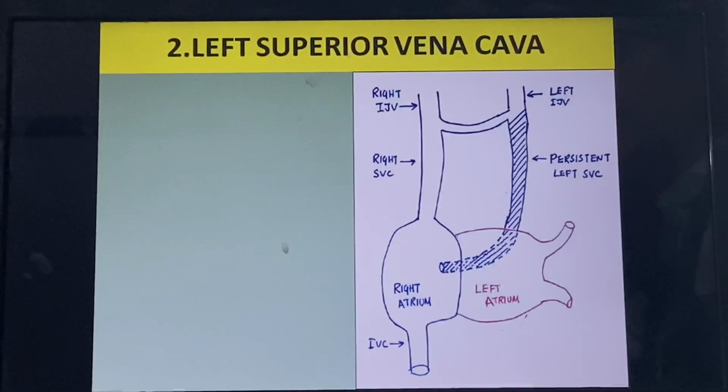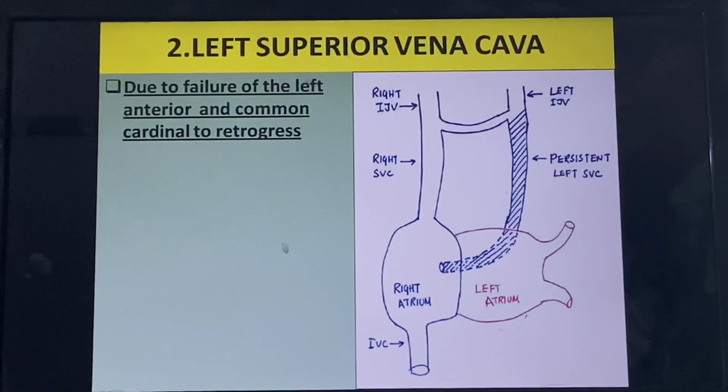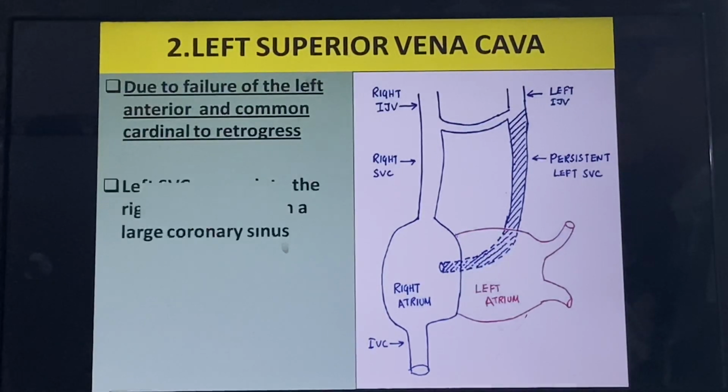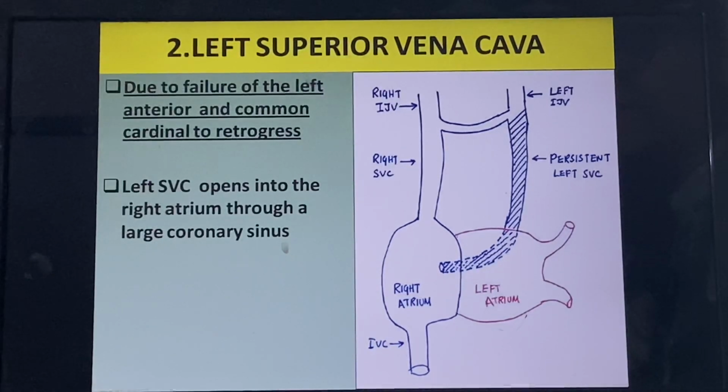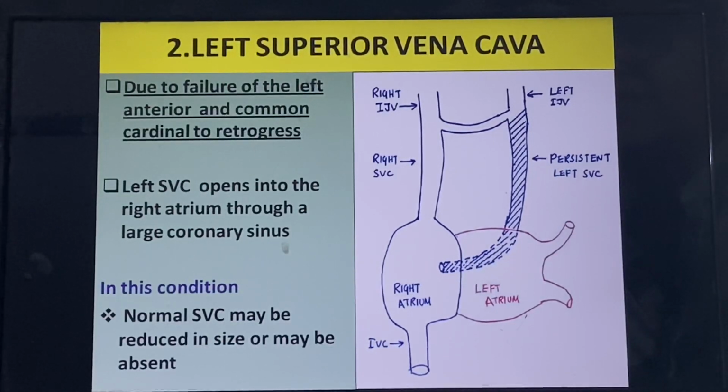So next anomaly is left superior vena cava. Due to failure of the left anterior and common cardinal vein to retrogress, the left superior vena cava opens into the right atrium through a large coronary sinus. In this condition, the normal superior vena cava may be reduced in size or may be absent.